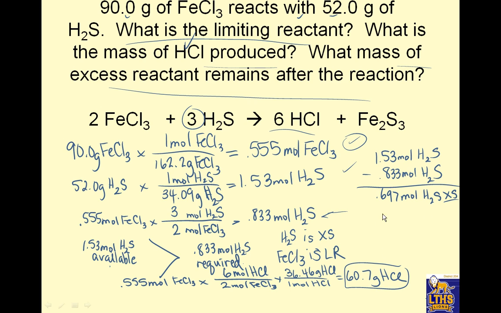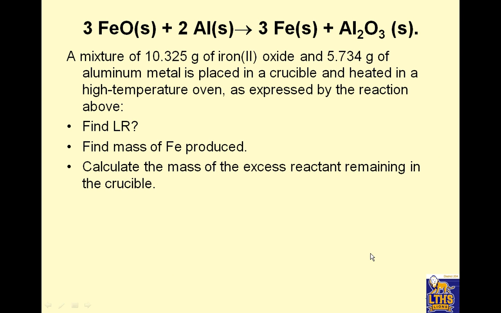Excess. Leftover excess. So it says mass, so I changed 0.697 moles of H2S times, I know every 1 mole on the periodic table H2S has 34.09 grams of H2S. So I find out that there will be 23.8 grams of H2S left over in that reaction. Excess. All right, I know it's complicated, but if you do one example, then when I do another one, it'll maybe start being clear. Okay.